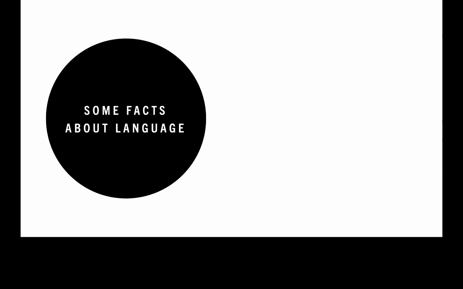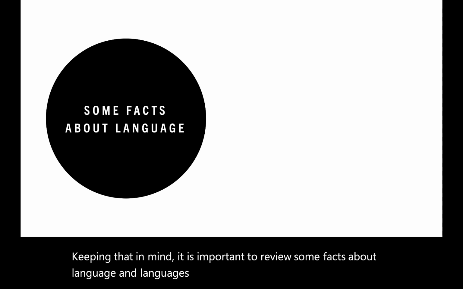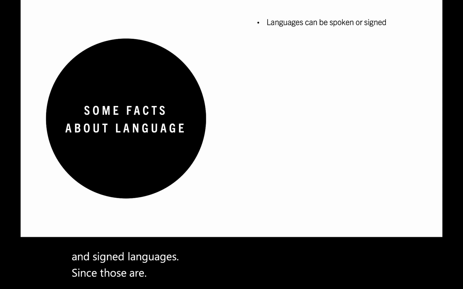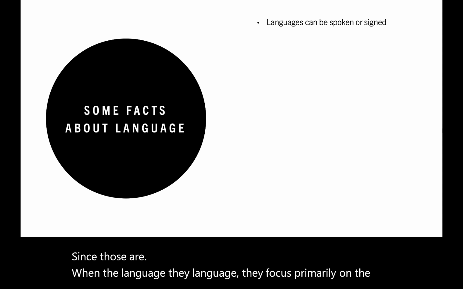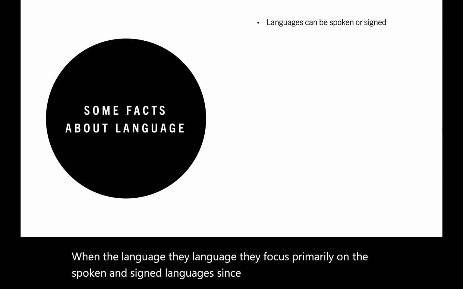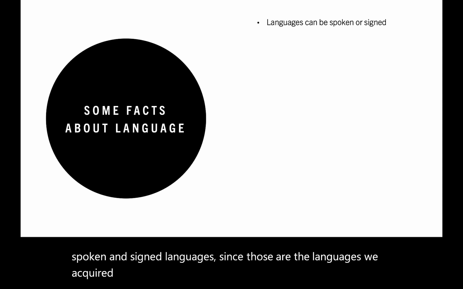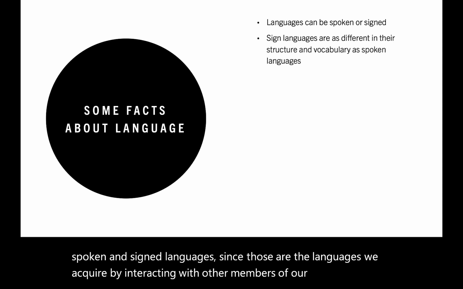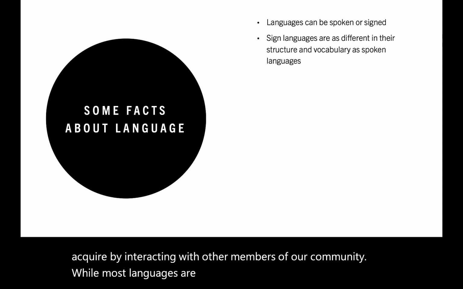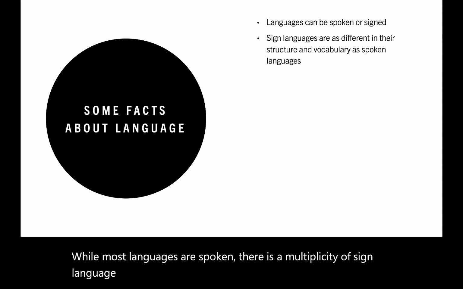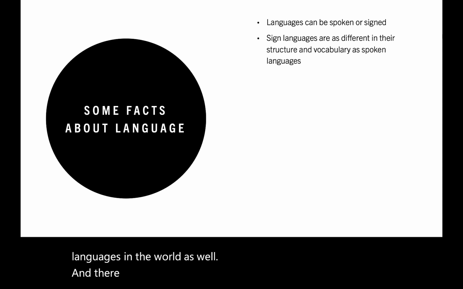Keeping that in mind, it is important to review some facts about language and languages. Facts we sometimes forget or don't even think about. First, when linguists study language, they focus primarily on the spoken and signed languages, since those are the languages we acquire by interacting with other members of our communities. While most languages are spoken, there is a multiplicity of sign languages in the world as well, and they are as complex and as varied as spoken languages.